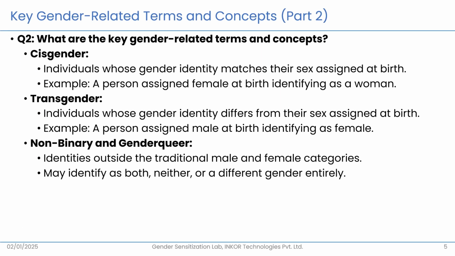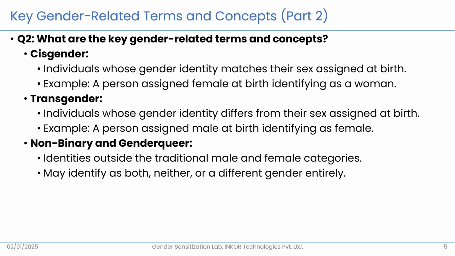Now let's look at some more gender-related terms. The first is cisgender. This refers to people whose gender identity matches their sex assigned at birth. For example, a person assigned female at birth who identifies as a woman is cisgender. Next we have transgender. A transgender person is someone whose gender identity is different from the sex they were assigned at birth. For example, a person assigned male at birth who identifies as female is transgender.